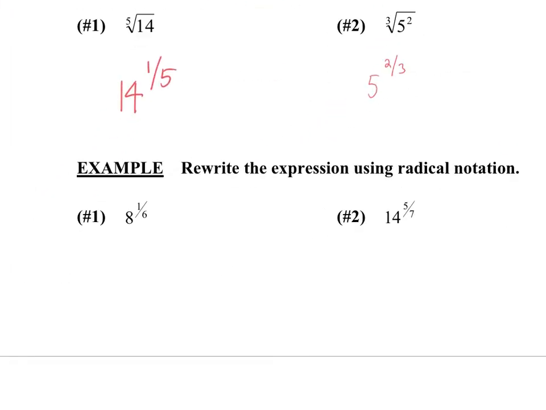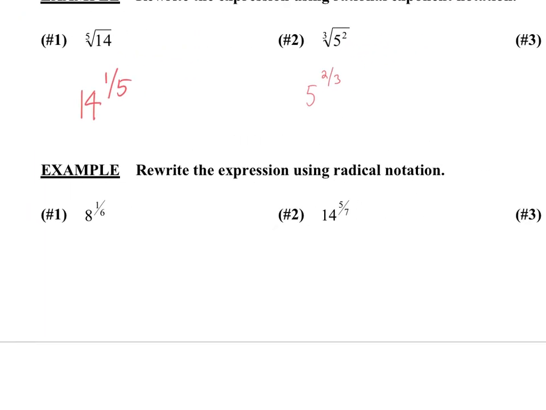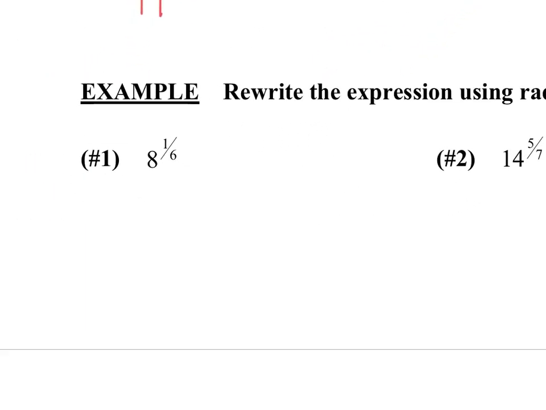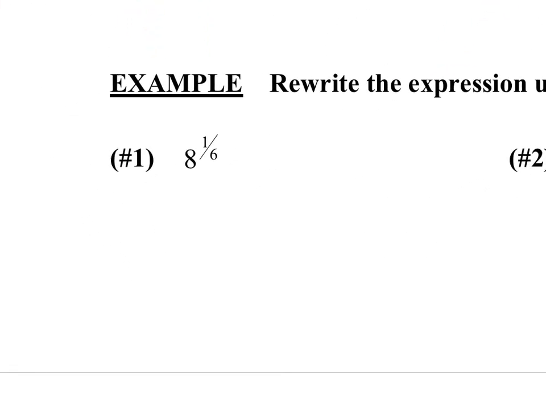All right, let's go the opposite direction now. So in this case, we have rational exponent notation, and we're trying to rewrite it in radical notation. So we're trying to go the opposite direction. Instead of taking a radical and going to a rational exponent, we're going the opposite direction.